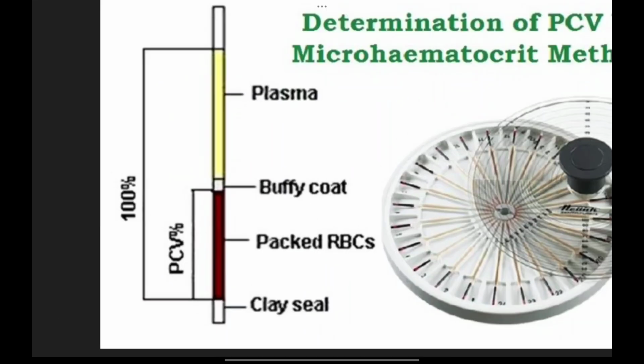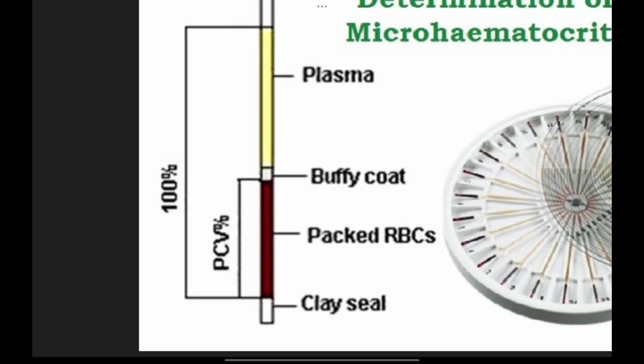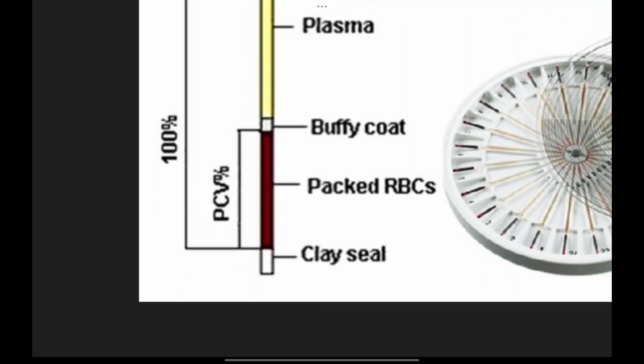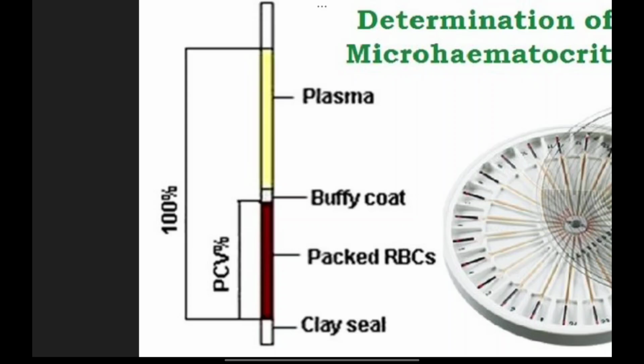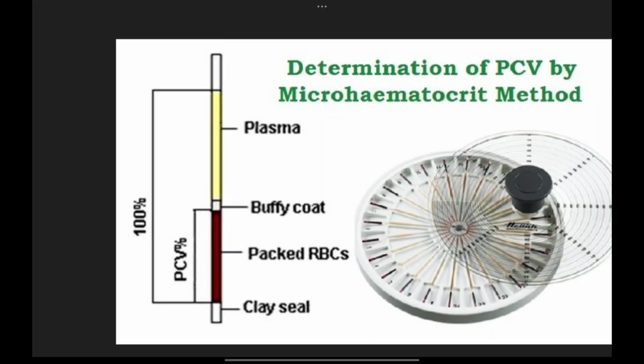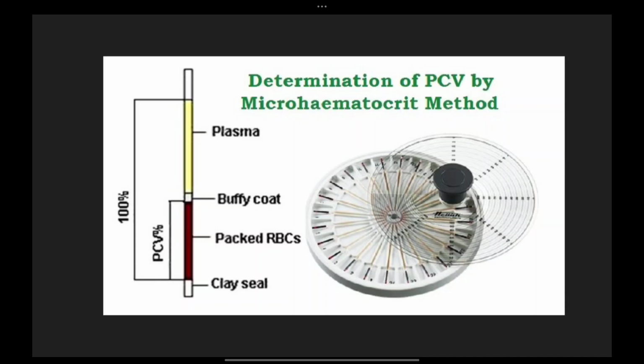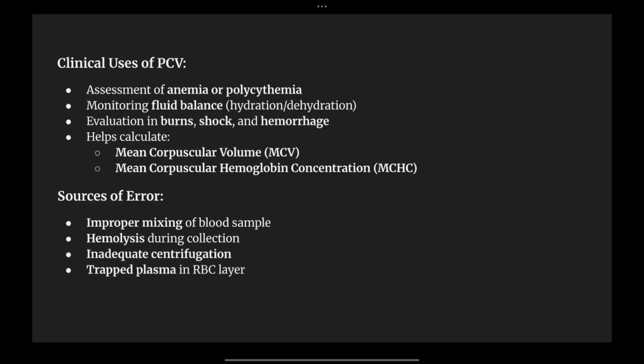So this is a capillary tube wherein you can see a clay seal down below to stop the leaking of the blood. Then the packed cell volume RBCs, then you have a buffy coat and the plasma. So that covers how PCV is determined in the microhematocrit method.